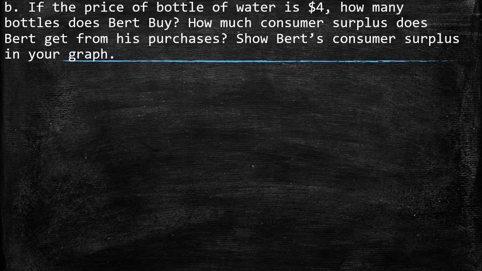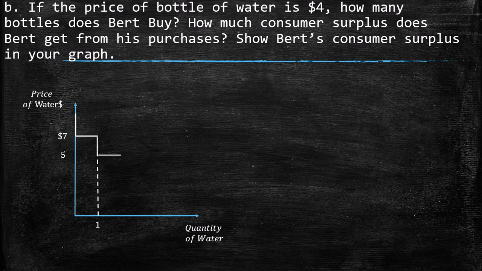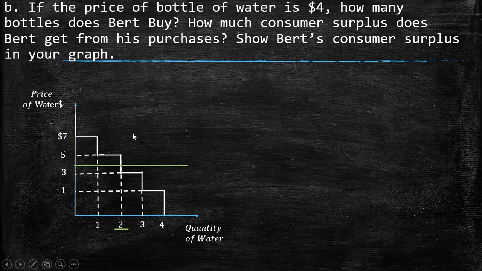If the price of a bottle of water is $4, how many bottles does Bert buy? How much consumer surplus does Bert get from his purchases? Show Bert's consumer surplus in your graph. So here we have the demand curve that we already built. Here is the price. Imagine that this is the price of 4.